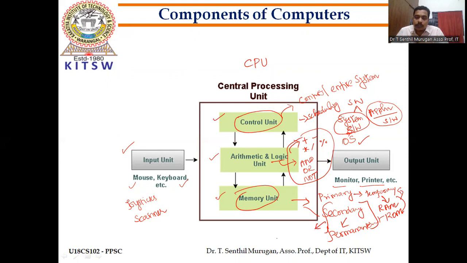Secondary storages, as we know now: hard disk, solid state disk, pen drives, memory cards, and all other portable memory devices are considered secondary storage. When we are executing a program, the values are temporarily stored in the RAM. Once your execution is over, the RAM will be free. So this is the memory unit, and this is the overall components of the computer.